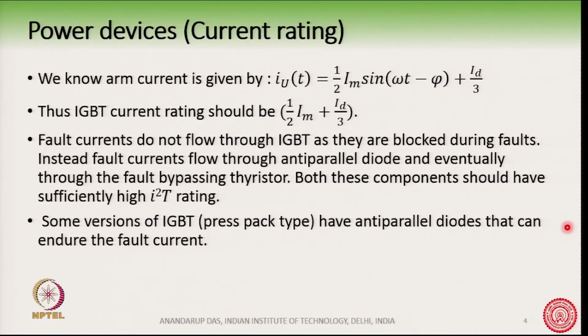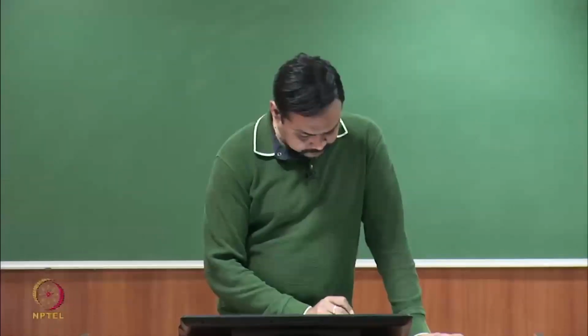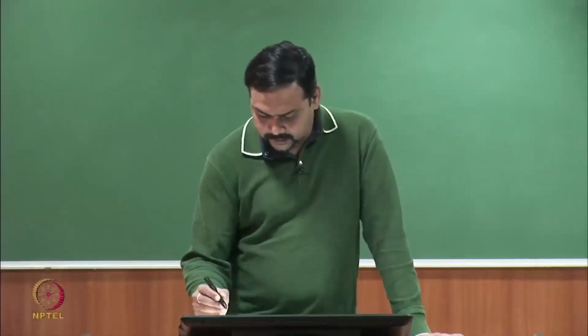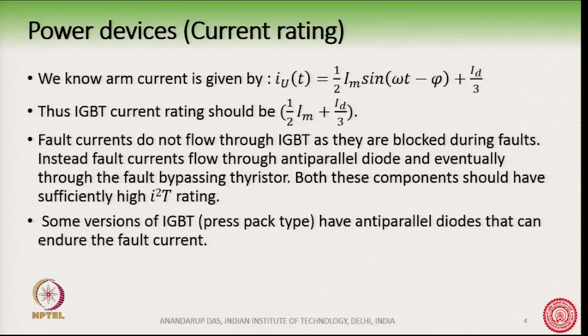Why is this? Remember that when a fault happens, suppose the current was initially like this, and here a fault happens. The fault current can go very high, the first peak can go very high, and subsequently it will fall and will come to a steady state.